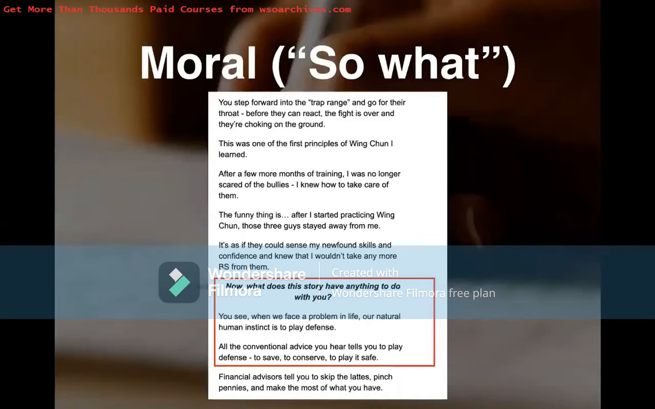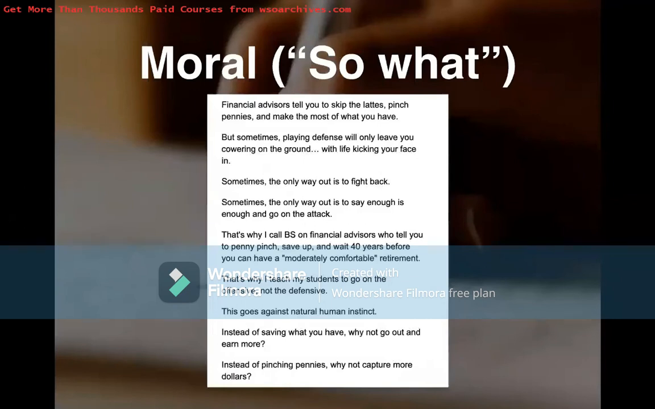You see, when we face a problem in life, our natural human instinct is to play defense. All conventional advice you hear tells you to play defense, to save, to conserve, to play it safe, right? And then you transition into how it works. And if you notice the bottom part, financial advisors, everything here, it's almost the exact same as the empathy email, where after we talk about our values, we say, oh, financial advisors tell you skip the lattes, pinch pennies, and make the most of what you have. It's the same lesson, but we added a story before it.